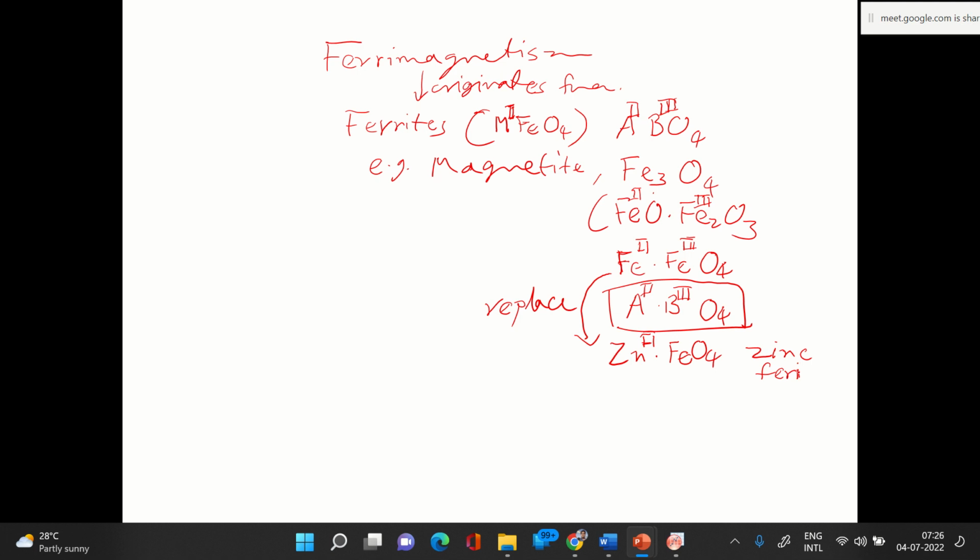Zinc ferrite. Similarly, if you have cobalt in place of CuFeO4, we call it cobalt ferrite, like this. So all ferrites have this typical property, that is ferrimagnetism. So it was a class of compounds that showed a typical magnetic behavior, which was named ferrimagnetism. We will learn about this more.